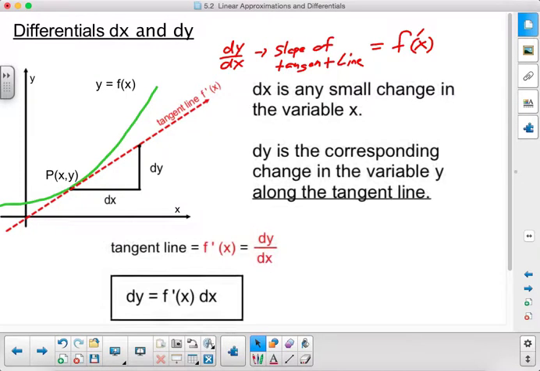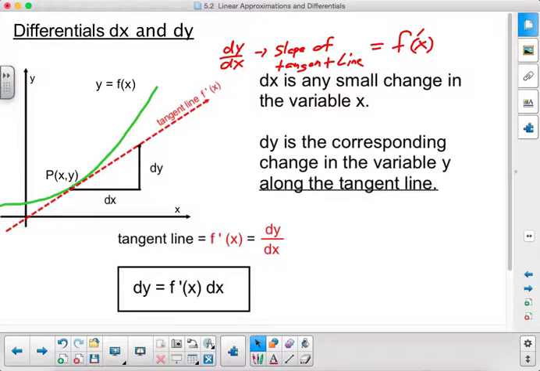And so, kind of in general though, dx itself technically is the same as delta x. It's just a change in my x. But dy is the change along my tangent line, not along my function itself. Does that make sense? Or not make sense a little bit?